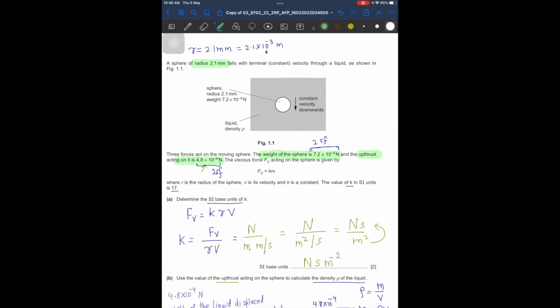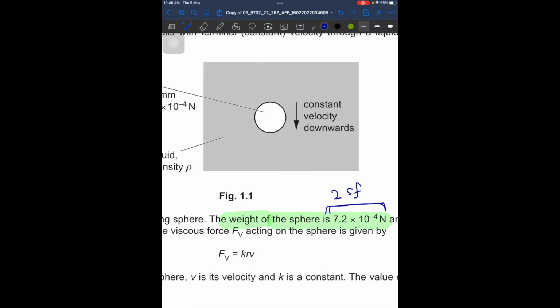So let's go back. This is our picture and we want to show the forces here. I'm going to draw the weight, obviously downwards. The upthrust will be upwards, that's why it's upthrust. We are going to write it as U. And then FV, that was our viscous force or the drag force, that also will be drawn upwards.